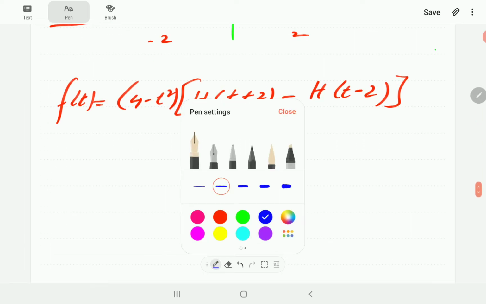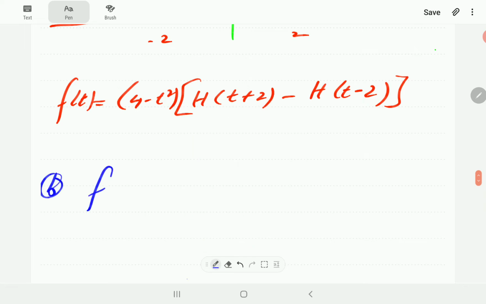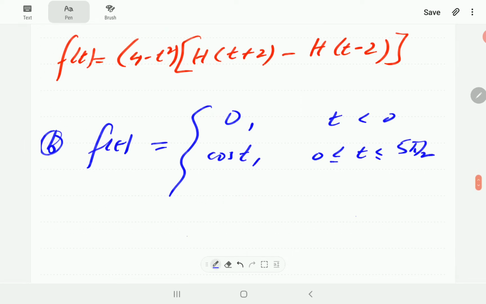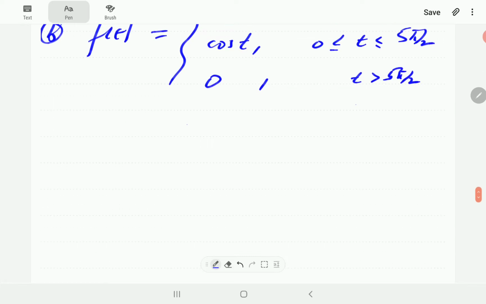In b, we have got f of t, which again on the left is 0. This is the left of the origin. And then between 0 and 5 pi on 2 is cosine t. And then on the right of 5 pi on 2, this thing is 0 again.